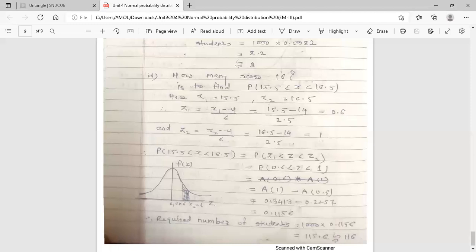And these are the sub questions in question number three, the last sub question in question number three. So here all types of examples of normal distribution are covered, and also this unique probability and probability distribution is covered.